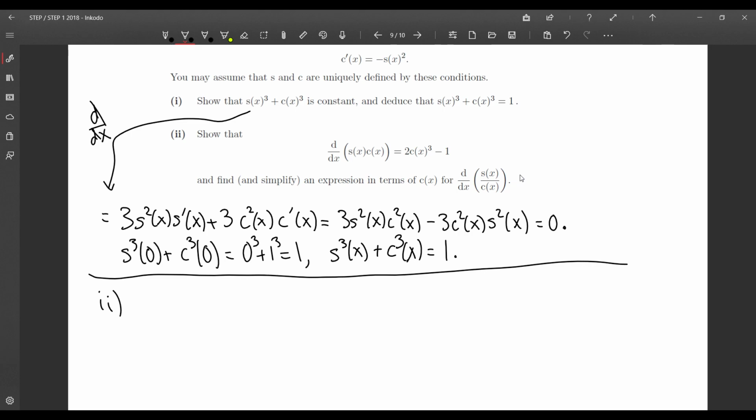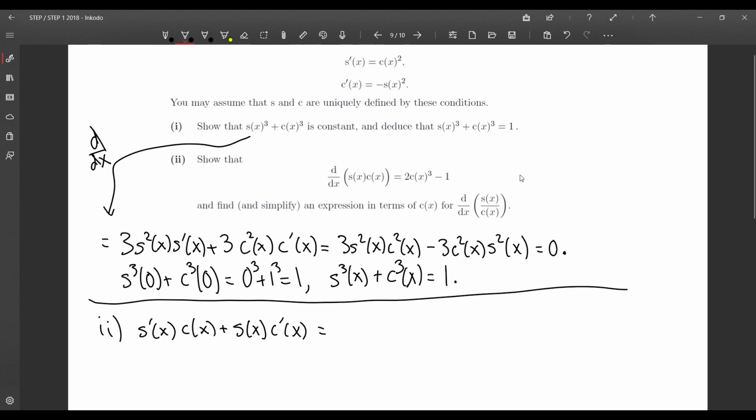Show that d. Okay, so this is just some more straight computation. So this is going to be c cubed of x minus s cubed of x.